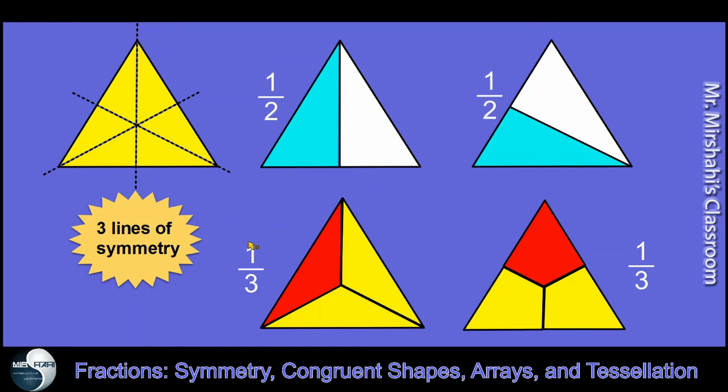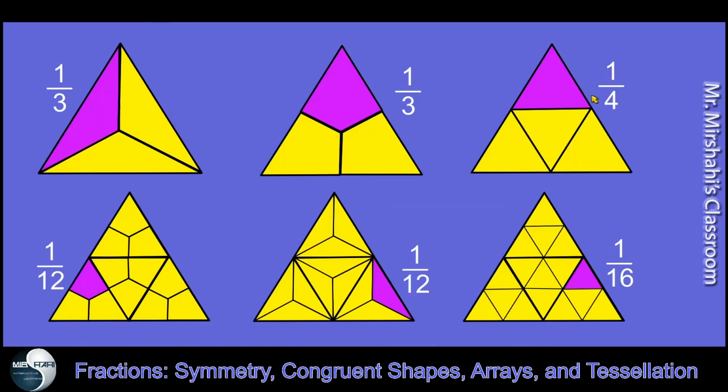You could also divide an equilateral triangle into three congruent parts. Here we have 1/3 red, 1/3 red here. If you look carefully, these lines actually go on the lines of symmetry. So that is why you need to know lines of symmetry when you want to divide shapes into equal fractions. So let's move on to the next page.